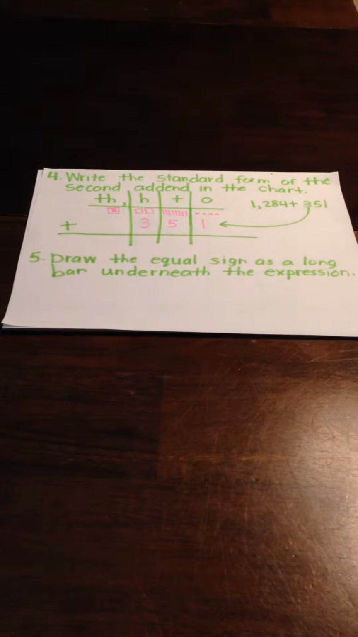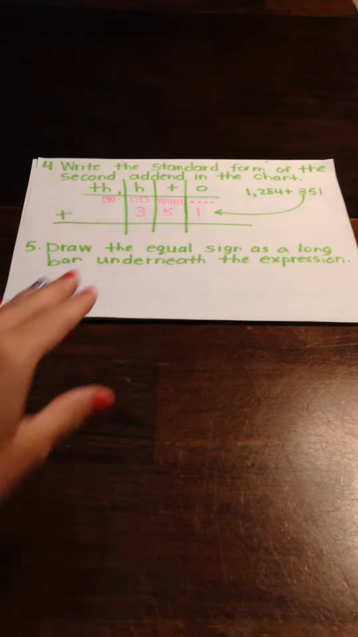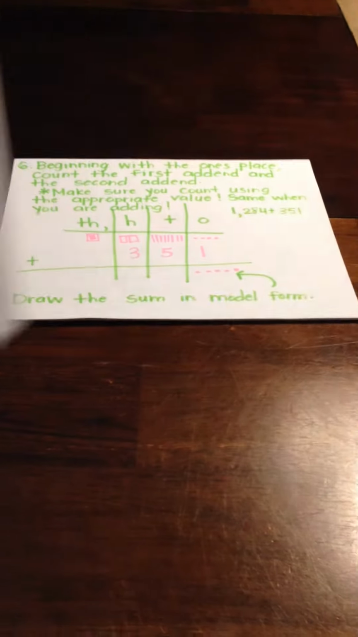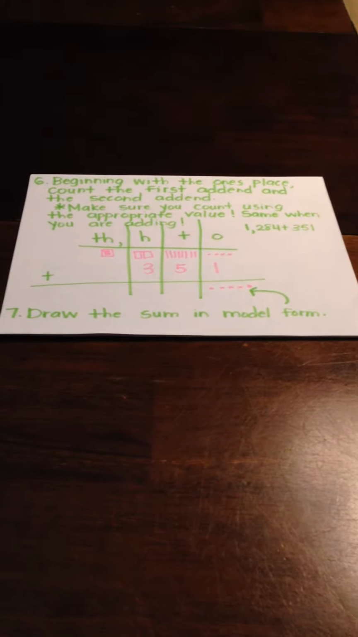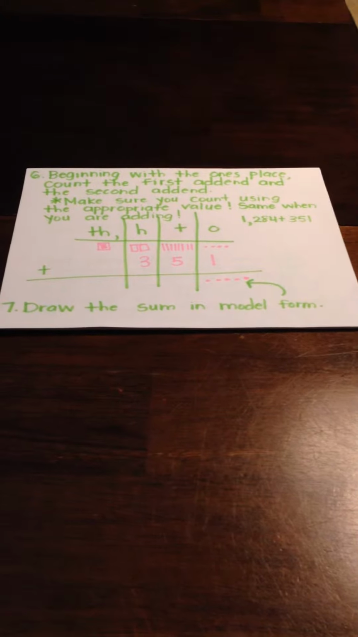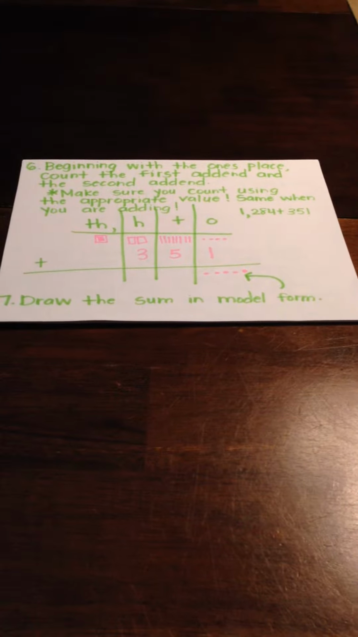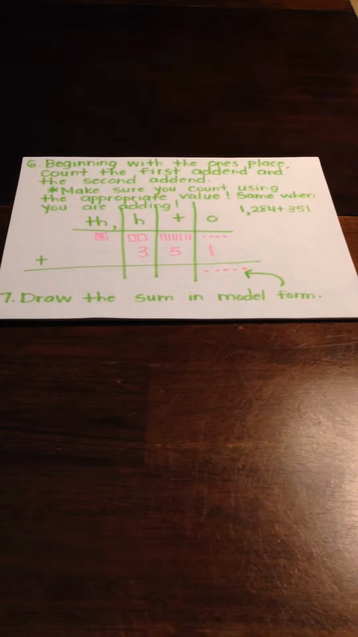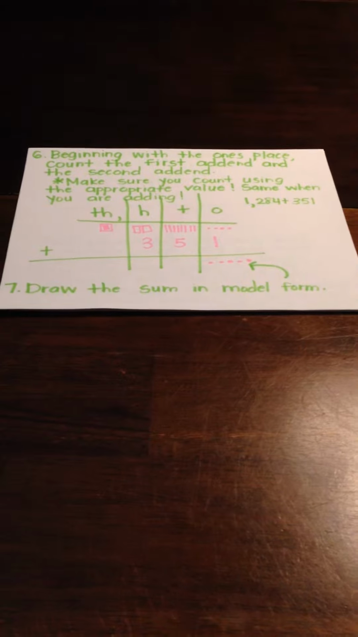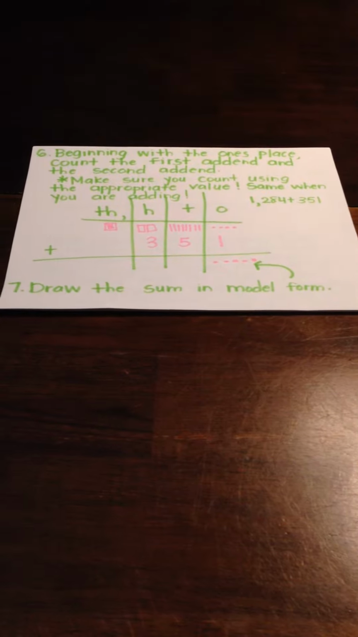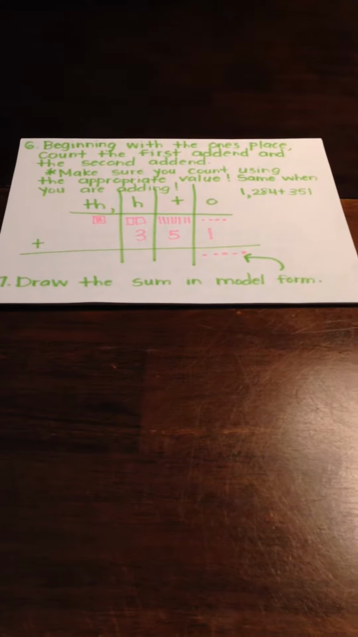The fifth step is to draw the equal sign as a long bar underneath the expression. The sixth step is, beginning with the ones place, count the first addend and the second addend. Make sure you count using the appropriate value. Same when you are adding. We're going to begin with our ones place. 1, 2, 3, 4 plus 1 would be 5 ones. So in step 7, we're going to draw 5 dots to represent the 5 ones.